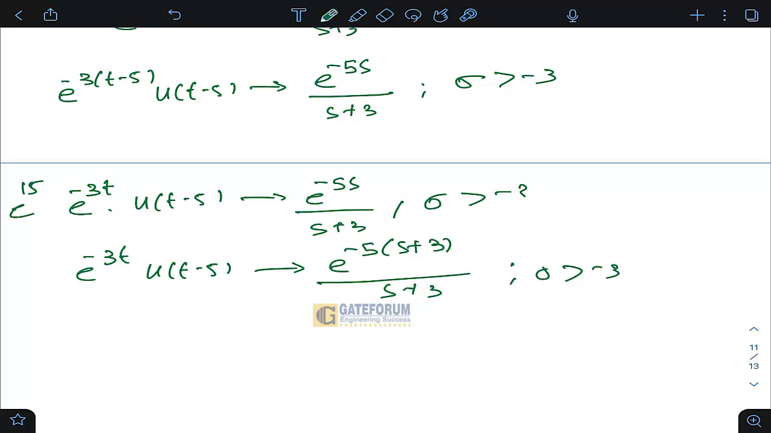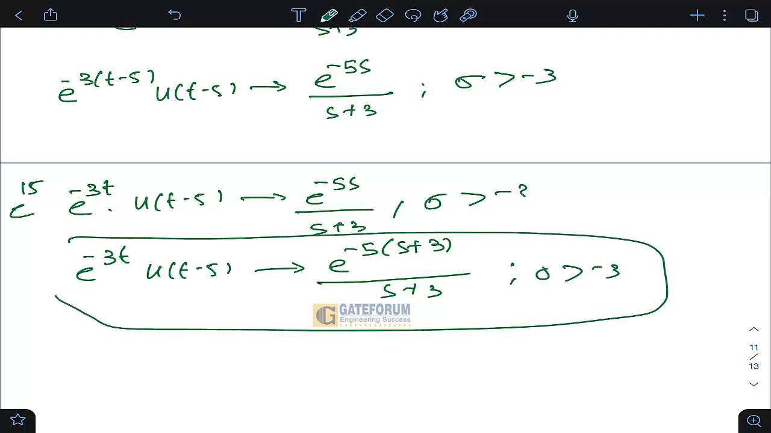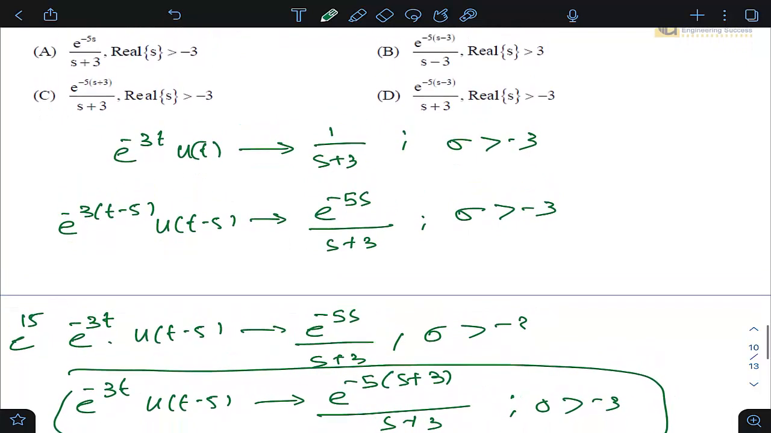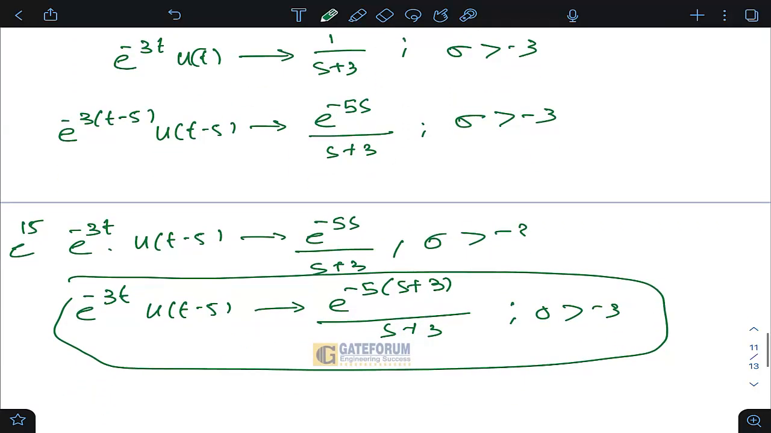So this is the answer, students. This is what is given in one of the options, that should be the right answer. Where is it given? E raised to power minus 5s plus 3. Okay, I think option C. Right? So sigma is nothing but the real part of s. So yes, we can see the answer is option C for this.